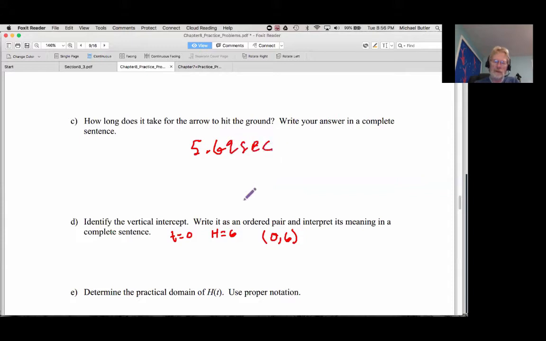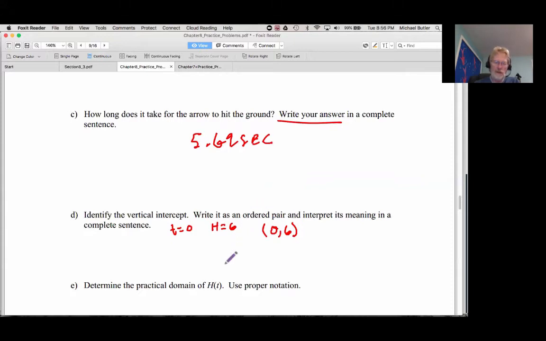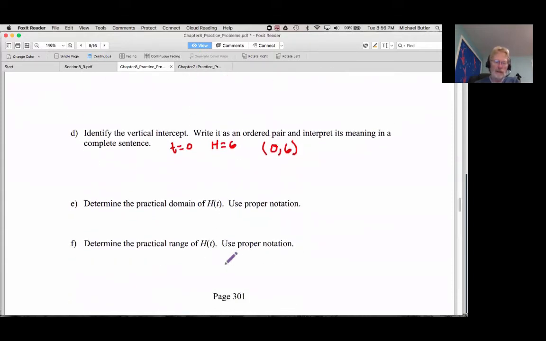And again, I'll let you put in the sentence, okay? So you guys get to write this complete sentence. Okay, what is the practical domain and practical range? And so what do you think we ought to have for the practical domain here?